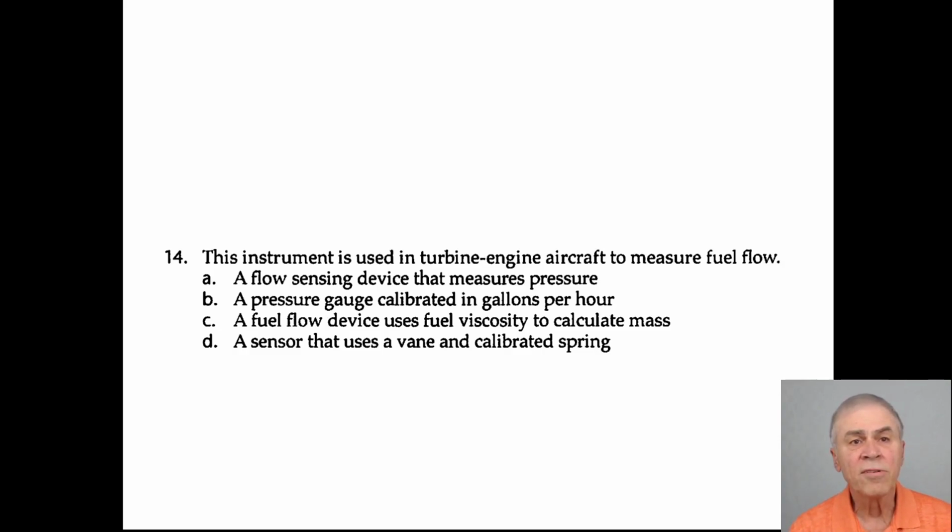This instrument is used in turbine engine aircraft to measure fuel flow. A, a flow sensing device that measures pressure. B, a pressure gauge calibrated in gallons per hour. No, because of the gallons. C, a fuel flow device uses fuel viscosity to calculate mass. Well, they're saying all the right words. Or D, a sensor that uses a vane and calibrated spring. Not for turbine engine aircraft, for a smaller engine. So C looks great.